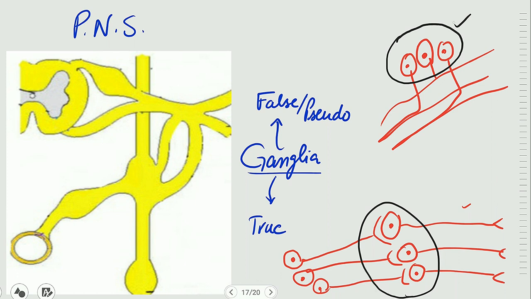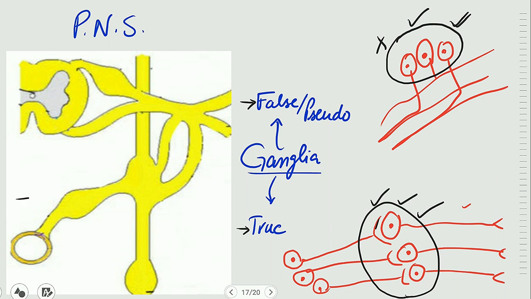But what is the difference between this category of collection and this category of collection? The difference is very much obvious. Here we have got only the neuronal cell body, but here we have got neuronal cell body with synapse. So neuronal cell body collection without synapse is known as the false ganglia, and neuronal cell body collection with synapse is known as the true ganglia.